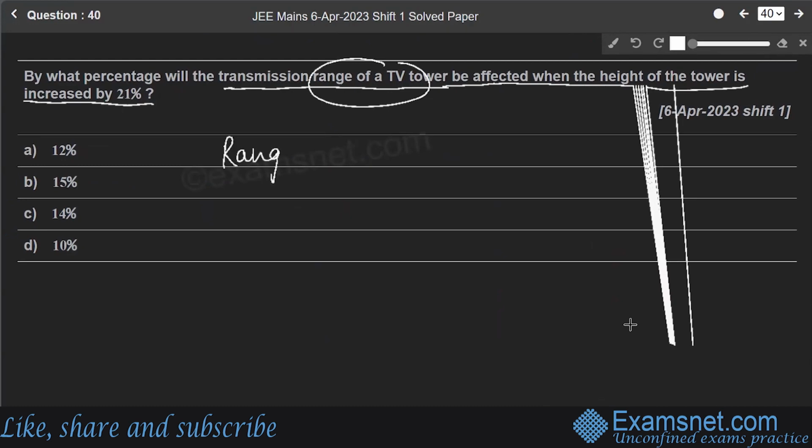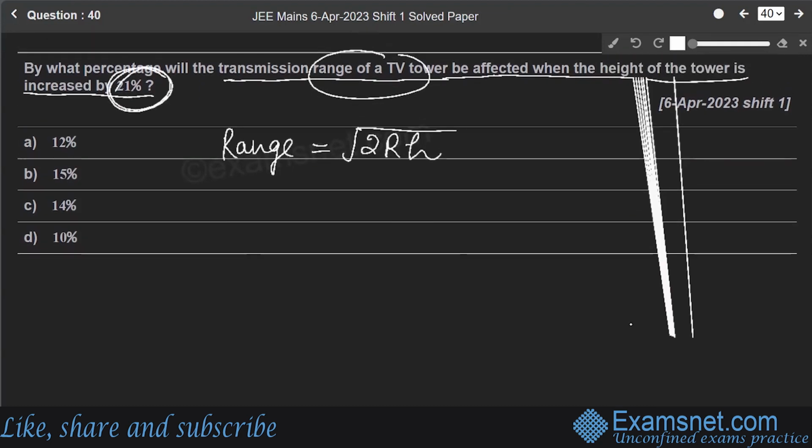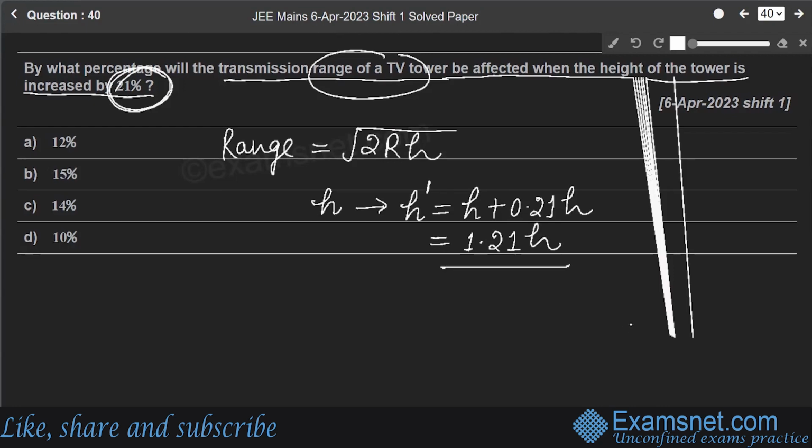The formula for the range is given as under root 2Rh. Here, given in the question, the height of the tower is increased by 21%. Let us assume that the original height is H. Since it has been increased by 21%, the new height H dash will be H plus 0.21H, so H dash will be equal to 1.21H. And we have to find the percentage by which the transmission range of the TV tower will be affected. So the original range is R and the new range R dash will be equal to under root 2R into H dash.